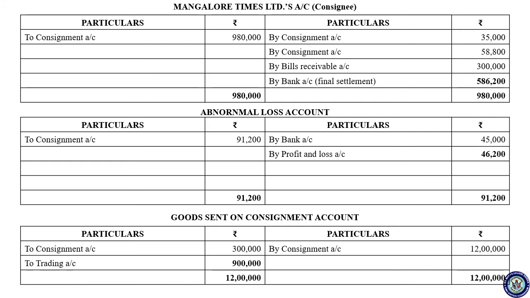That is very easy. First you have to write by consignment, then to consignment, that is invoice price, the difference to trading account. So by consignment to consignment means both the entries that are there in your consignment account. Okay, so copy down this and go for the next ledger accounts in the books of consignee, two ledger accounts. So do it fast.